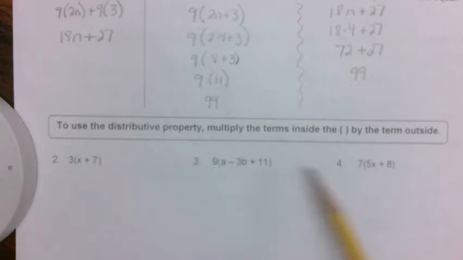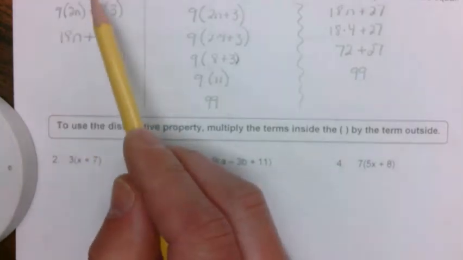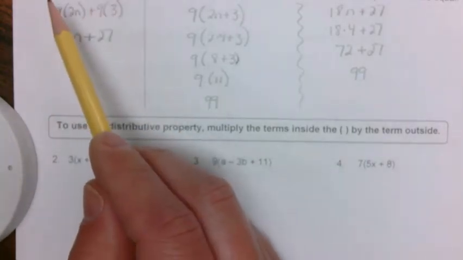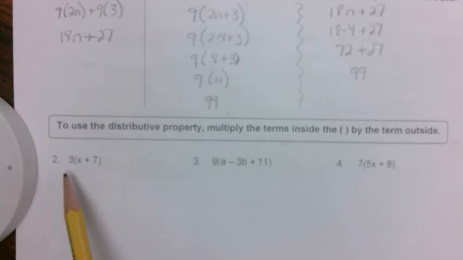In examples 2 through 4, what we're going to do is take each algebraic expression and use the distributive property to generate an equivalent algebraic expression, similar to what we did up here. Okay, so again, we're going to take the number that's on the outside and multiply it by each term that's on the inside for each one of these examples. So starting with example number 2, we have 3 multiplying (x plus 7) in the parentheses.